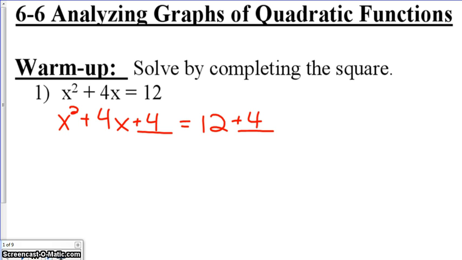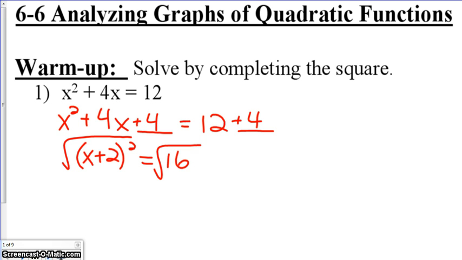Now we're going to factor. It's a perfect square trinomial on the left-hand side. So we've got x plus 2 quantity squared equals 16. Take the square root of both sides. So x plus 2 equals plus or minus 4. If we simplify this, we get x equals 2 and negative 6. Do a quick check. Those both work.